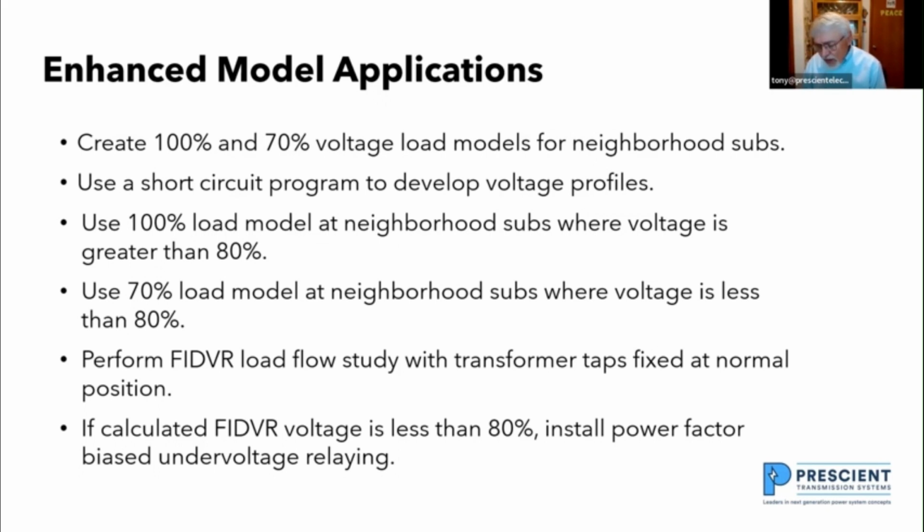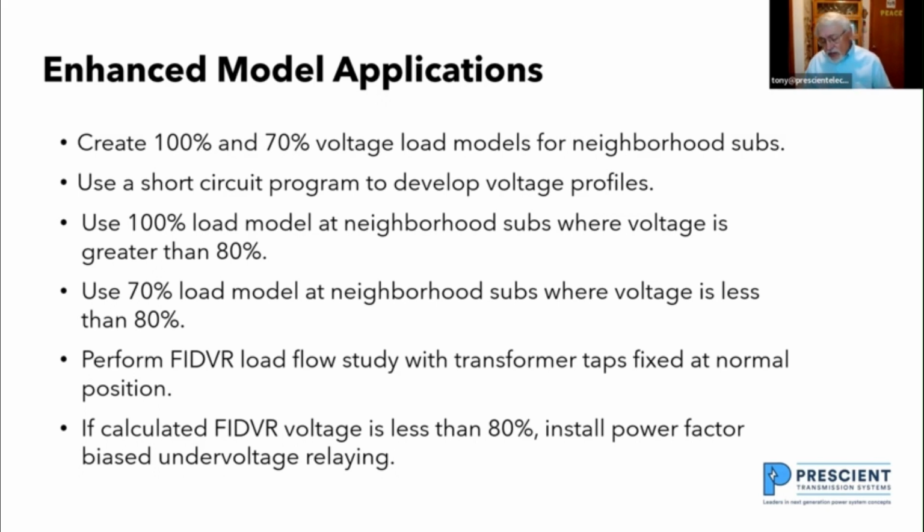And so right now I'd have to manually change my model from one condition to the other. And I do all my load flow studies assuming the transformer taps are fixed at their normal position. And if the voltage is less than 80%, I'm going to have to consider putting in power factor biased under voltage relaying. Right now, I protect against grid collapse by putting in under frequency relaying. Under frequency relaying operates when the amount of generation is less than the amount of load on the power grid.